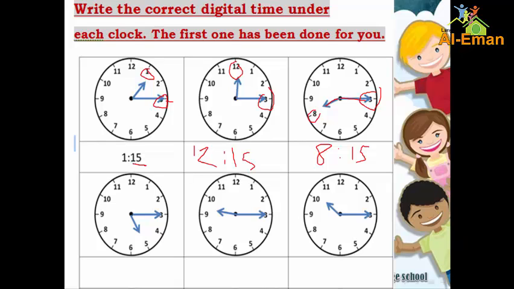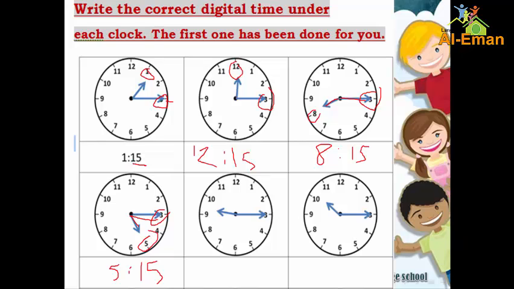The fourth one, the short hand points to 5, but the long hand points to 3. So in hours we will write 5. But in minutes we will write what? We will write 15. That's great.